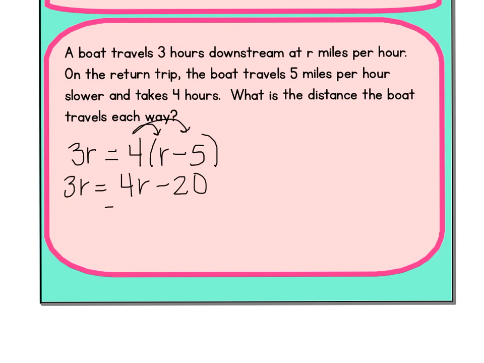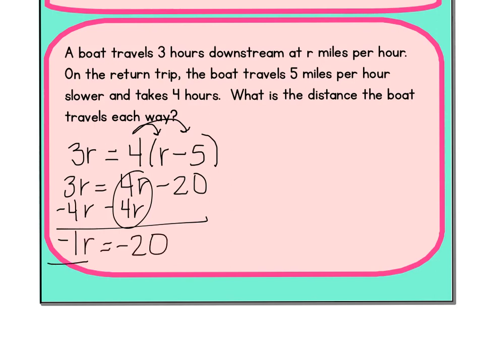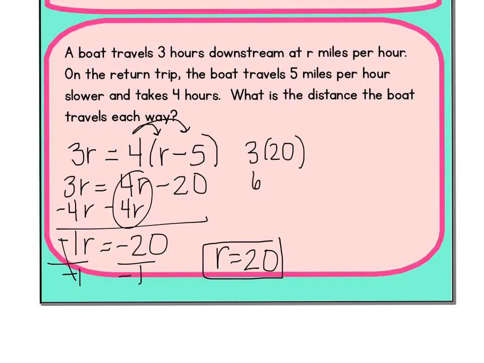We've got to get our r's together, so I'm going to subtract 4r's from both sides, which leaves me with negative 1r equaling a negative 20. Divide by negative 1, and r equals 20. We have to go back in to figure out the distance, so 3 times 20 would give us 60 miles. And on the return trip, if we plugged in the 20, we would do 4 times 20 minus 5, which is 4 times 15, which also gives us 60.